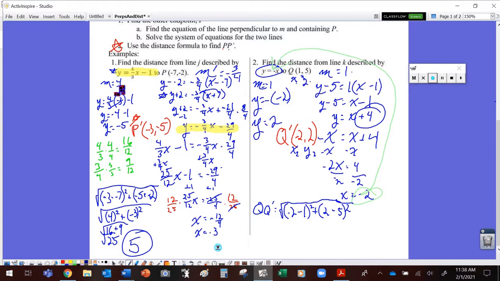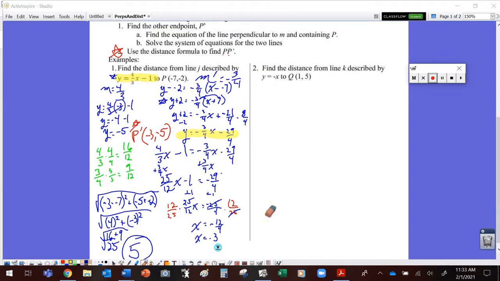Now negative 2 minus 1 is going to be negative 3. Quantity squared is going to be 9. Plus 2 minus 5 is also negative 3. Squared is also 9. So this equals the square root of 18, which we can simplify to 3 times the square root of 2. And there we go.